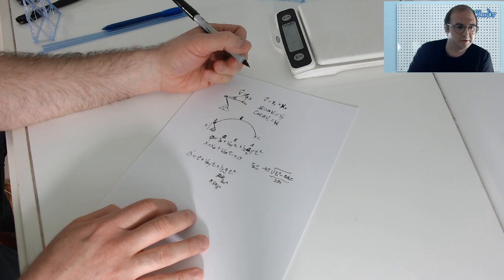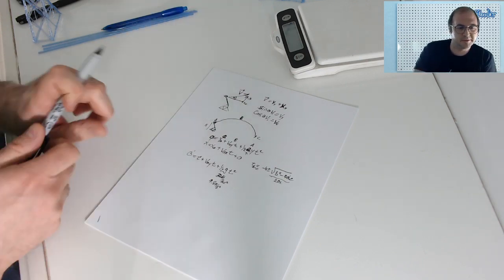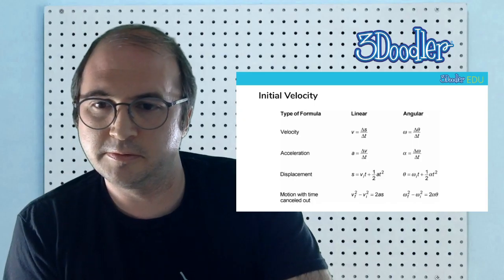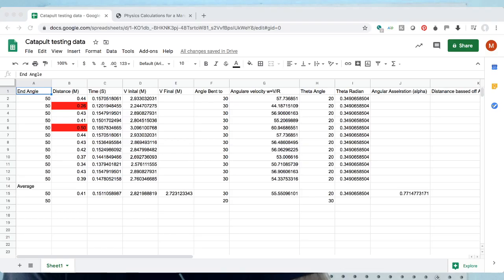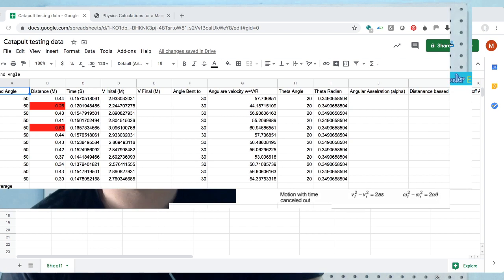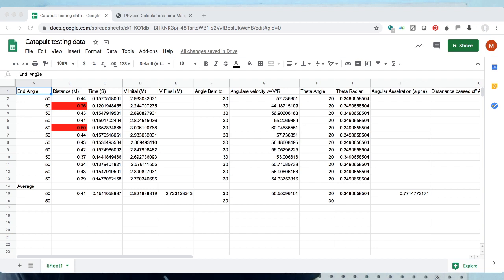So I did this. I made a nice little Google spreadsheet here. As you can see, I measured the angles that we launched from in the end angle section, and then the distance that it launched using that method we described before. If you're doing good science, you should eliminate your top value and your bottom value, which is why those are in red, so those weren't calculated.